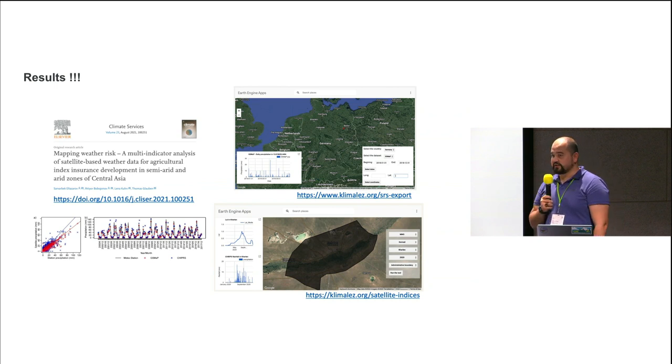In general, we can say that globally available satellite-based information in Google Earth Engine can serve as a good source of information for index insurance development in many data-limited regions. However, careful selection of index method and the time period is very important. Based on our research, we have published one paper so far, and two papers are ongoing. And we built multiple web applications to support people in data-limited regions to get information from the satellite sources. Thank you very much.